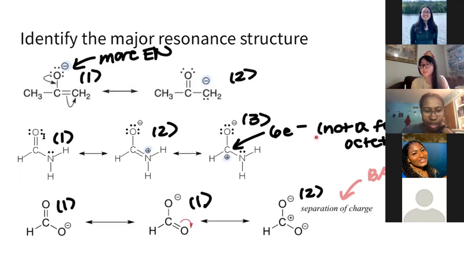I know the octet rule is a little confusing as always, but remember, most professors are going to ask for the major resonance structures. If they ask for every single one, you can go ahead and include these. I don't think it's very likely that they'll ask for every single one. So just go with the ones that work out.